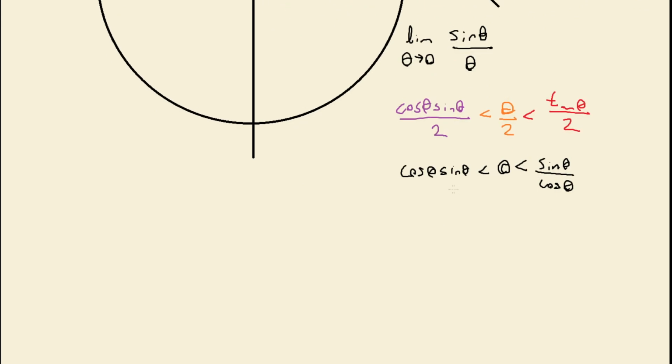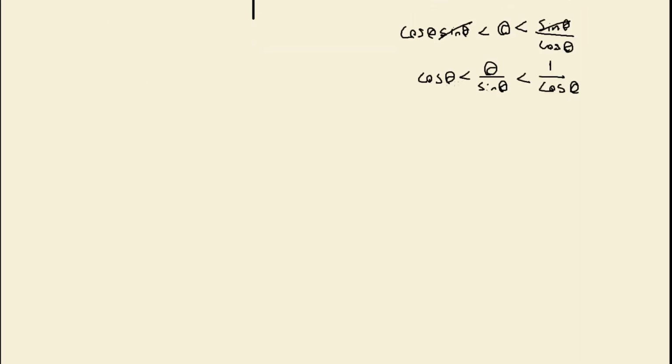Okay. And now what we can do is we could divide all of this by sine of theta. So we get that. That will go away, that will go away. We get cosine of theta is less than theta over sine theta, which is less than 1 over cosine theta. And now I can take the inverse of this whole thing. And when I take the inverse, I have to flip the signs. So you get 1 over cosine of theta. It's going to be greater than sine of theta over theta, which is going to be greater than cosine of theta.